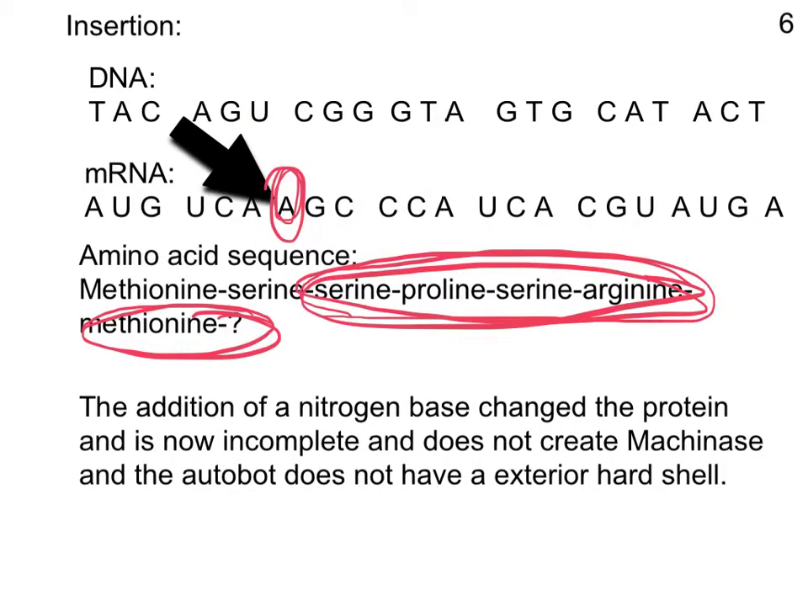Okay, last one, I added a base. So I pointed to where I added one, and then everything after has shifted, leaving me with an extra letter at the end, an extra A. So then if you look at my amino acid sequence I've circled, there's now an extra serine, a proline, serine, arginine, and methionine again. Then I had my description, the addition of a nitrogen base changed the protein and is now incomplete and does not create machinase. The Autobot does not have an exterior hard shell.